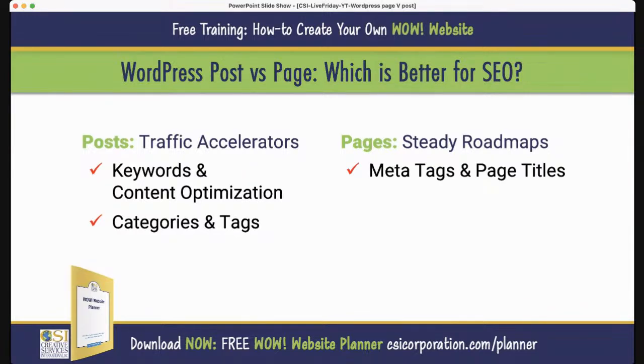All right, so let's go to pages. How are pages worthy contenders for that SEO, that Google juice? The importance of meta tags and page titles. Pages allow you to optimize essential elements like meta tags, which are the descriptions and the keywords. Meta descriptions, meta keywords, and of course the page titles.